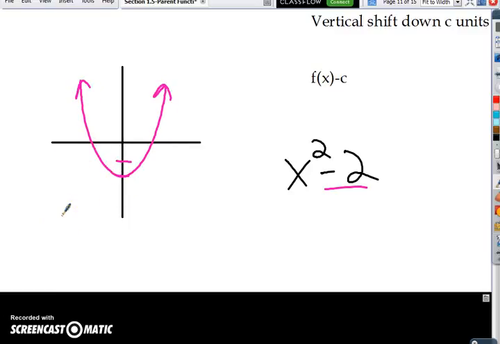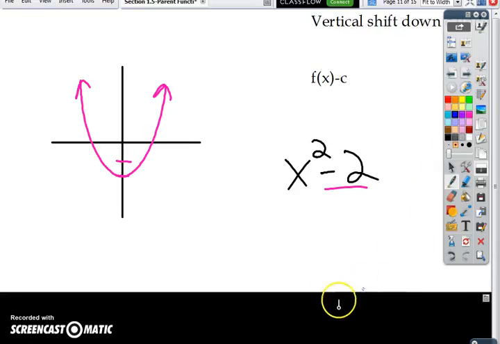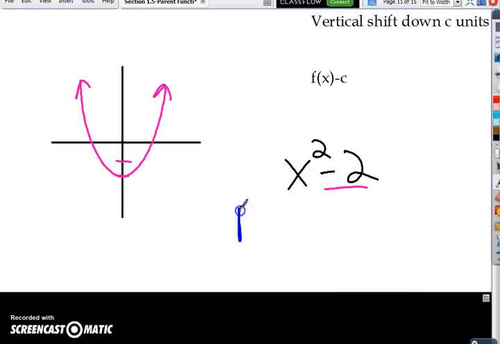Now, what does that do to my graph? Well, it doesn't change my domain again, because my domain was negative infinity to infinity. However, my range, which was from 0 to infinity, now is from negative 2 to infinity.